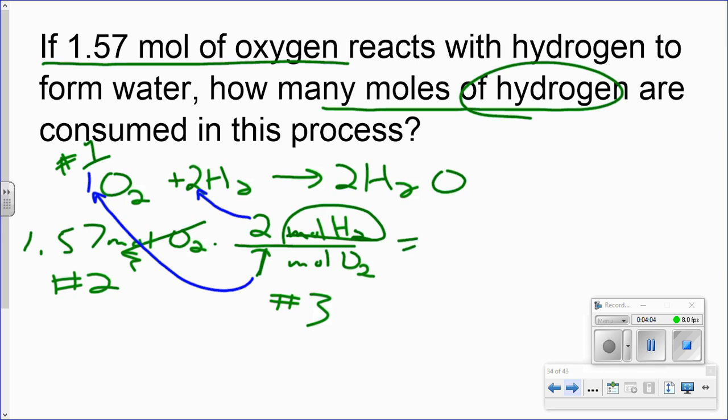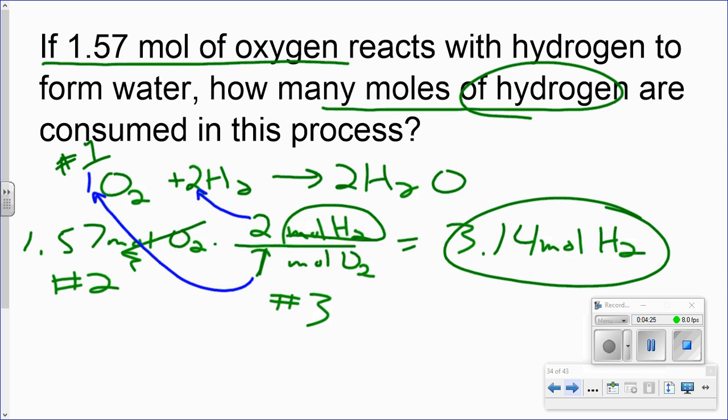I don't have to go to step 4 because step 4 says go to mass. It's asking for moles, so I went through all 4 steps. I completed the 4 steps of stoichiometry, and all I need to do is calculate, and that's 1.57 times 2 gives me 3.14. Label it correctly. Moles of H2 were consumed in order to make this reaction tick. Okay? Let's try another one.